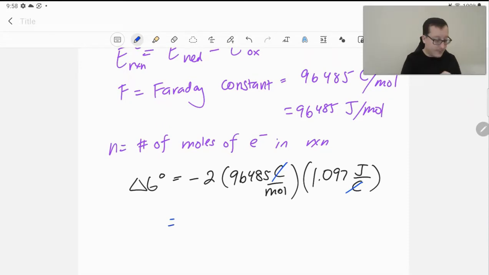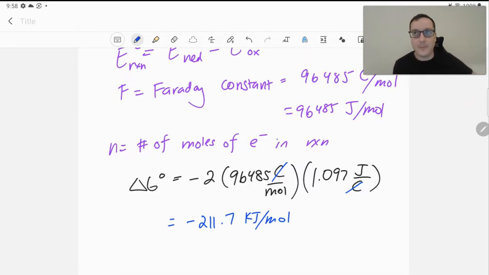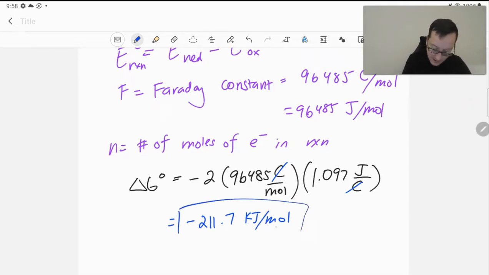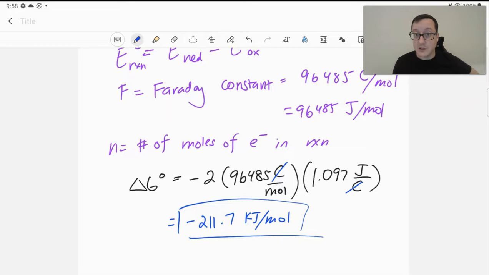Plug it into the calculator. Delta G for this process is negative 2 times 96,485 times 1.097. We get negative 211.7 kilojoules per mole. It's called exergonic, technically, a very spontaneous reaction, we can say. And we know that because we had a positive value of our electric potential. So that's actually a pretty big delta G, magnitude-wise. So this is a nice spontaneous reaction. It's going to work very well for us.